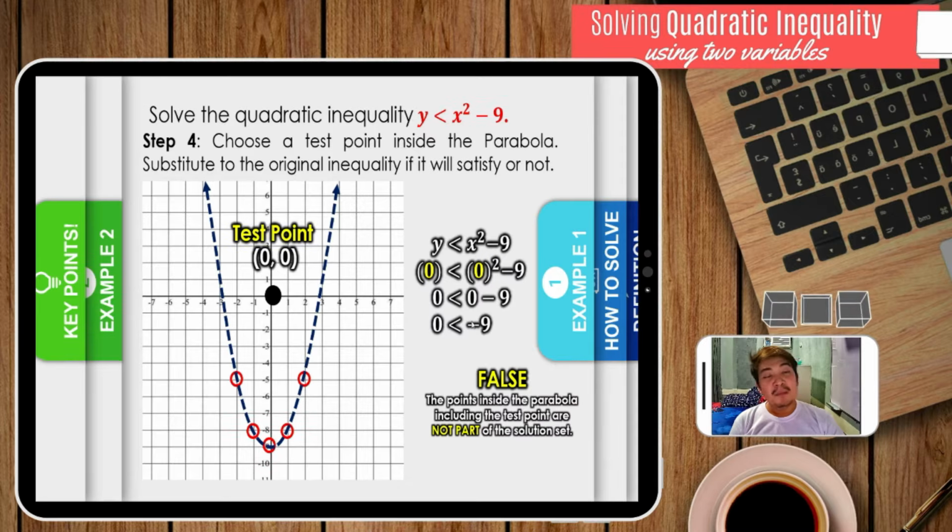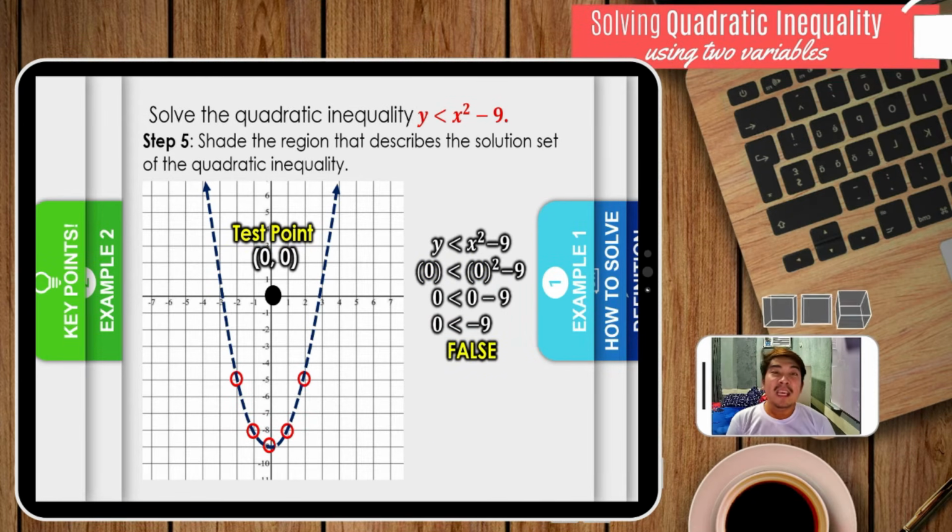So therefore, ano ibig sabihin yan? The points inside the parabola, including the test point, are not part of the solution set. So ayan, nakuha na natin na hindi siya part ng solution set. Step number 5 na tayo, the last step. We need to shade the region that describes the solution set.